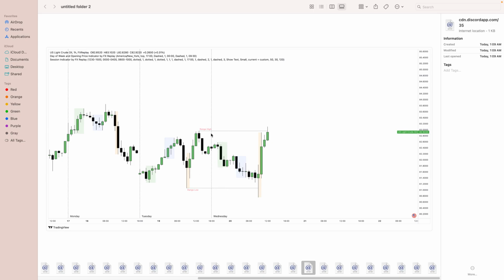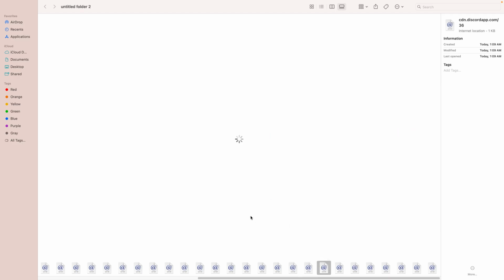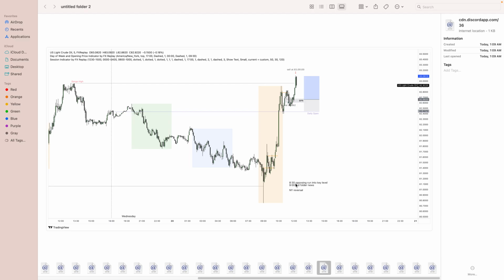So what do we have? Order pairing ranges. So we have the previous two sessions retracing into the key level. New York hits the key level, and we distribute. Then we have 8:30 opposing run to key level, 9:30 red folder news, New York reversal. So as you see, we have the 8:30 opposing run, 9 o'clock New York, red folder news, creates the manipulation, and we distribute higher, displacing.